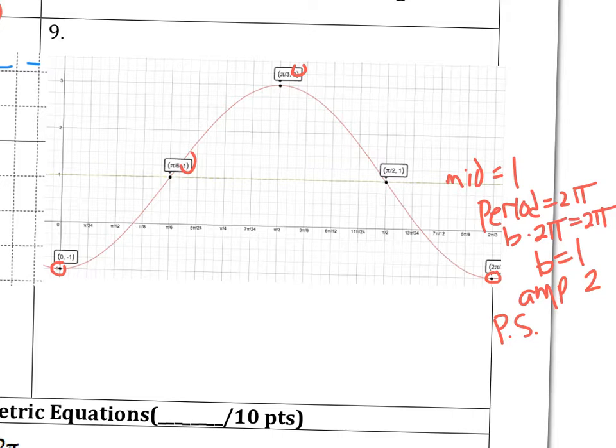Cosine, I start at the top or the bottom. Here I start at the bottom, and it's at 0, so there's no phase shift. And for sine, I need to start at the midline. My first midline point is at pi over 6. And I can say that we're pi over 6 to the right.